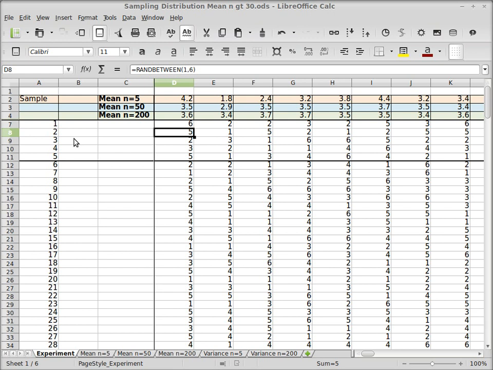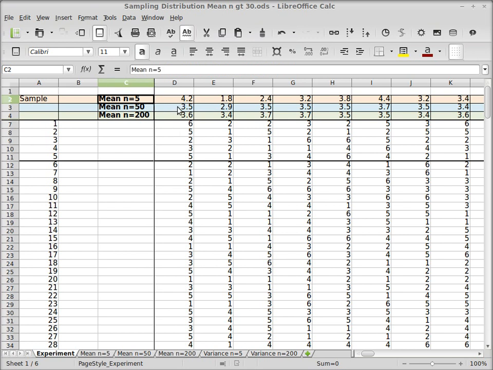In this Excel file, I have done something similar to the previous section's Excel file, although I first calculate the mean of just the first 5 die rolls. So I calculate the mean in this pink row, and that's just using a sample size of 5.